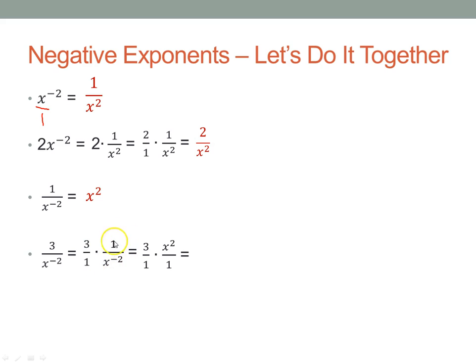So x over 1 over x to the negative 2 becomes x squared, becomes x squared over 1. And then I multiply my numerators and my denominators, and I get 3x squared. All right, so those are some examples.